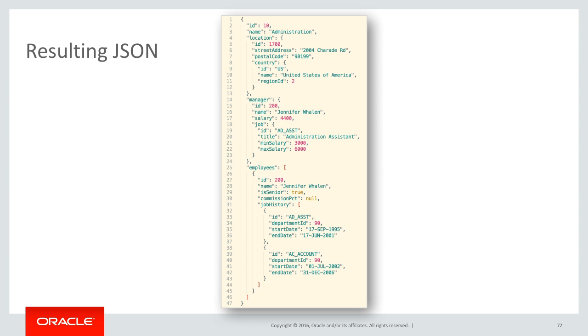And at the end of the day, the JSON we're trying to create will look something like this. So the idea is we'll create a function in Node to where we pass in an ID. In this case, it's department ID 10, and we'll get back the JSON representation of that particular department in the HR schema.